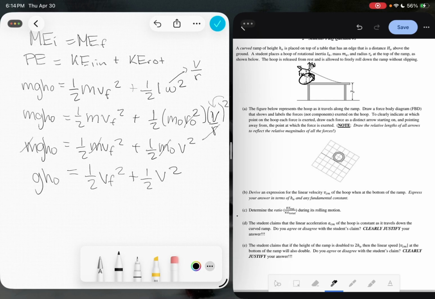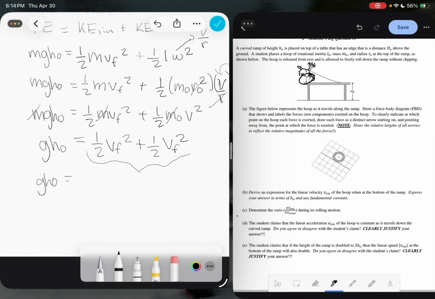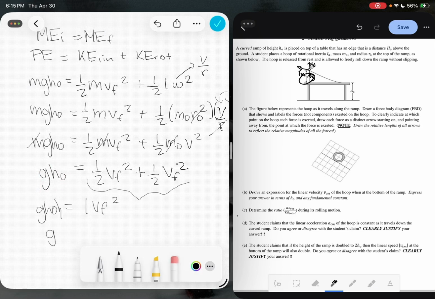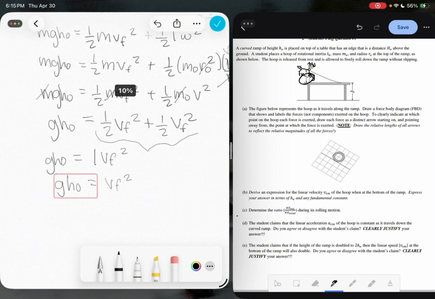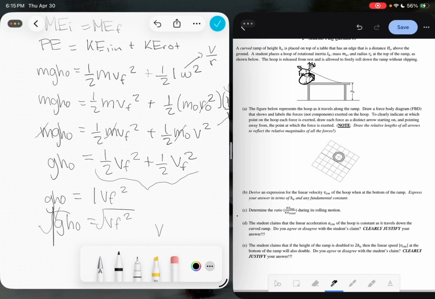And this is VF, so I'm gonna add these, which equals GH naught equals 1 VF squared. And 1 moved over, it's just gonna be GH naught equals VF squared. And I'm gonna square root both sides, so VF equals radical GH naught, and that's equal to VCM.